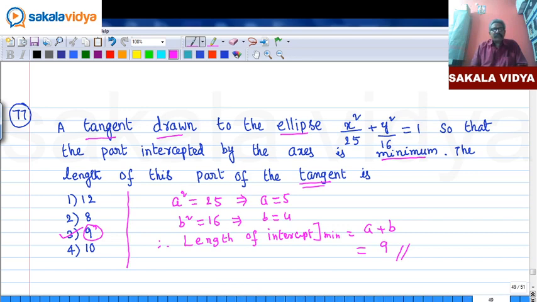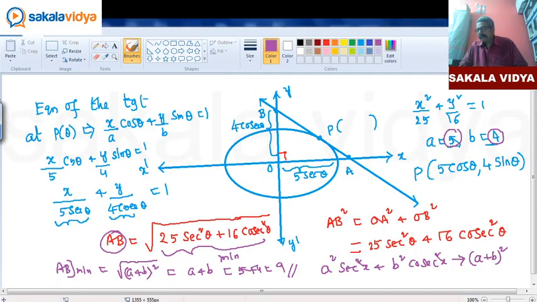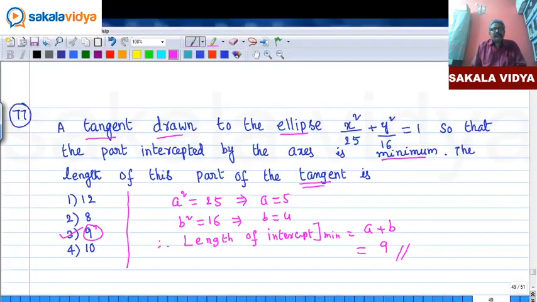Once again, you can check the solution. I derived the formula for you. You need to remember this formula, that's all: a plus b. Here a is 5, b is 4, so a plus b is equal to 9. That's why I explained the direct one. So this is to be applied for this problem.